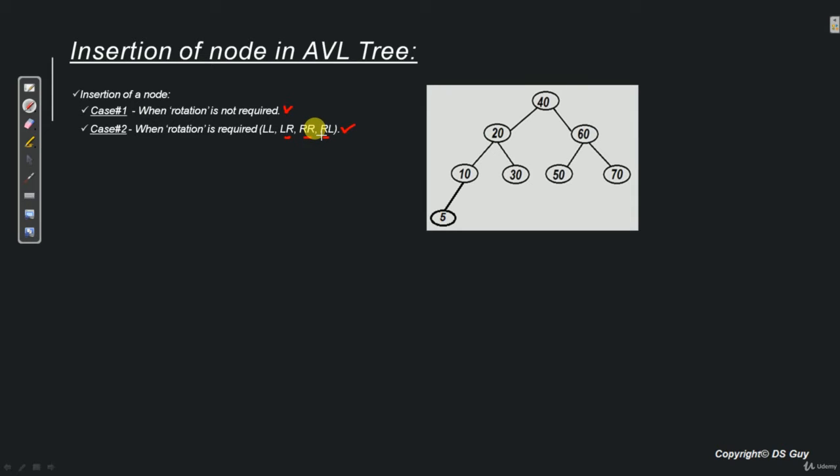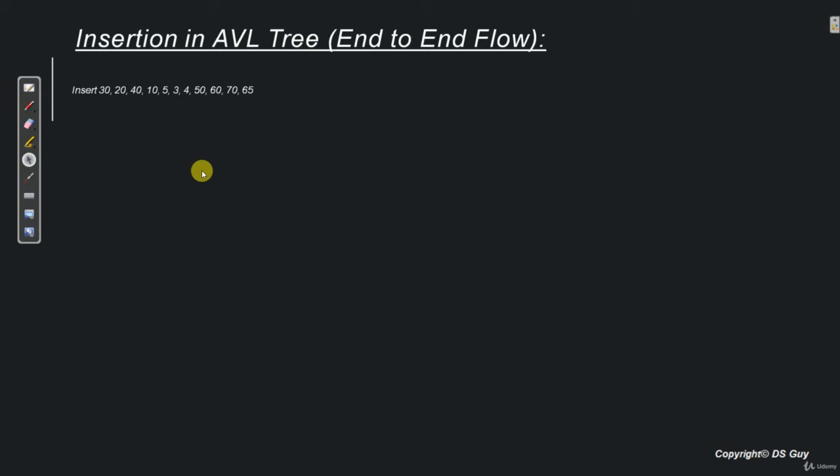Now in this video, let's do one thing. Let's take one example where all of these cases will be coming in a single example. That will help us to see the bigger picture. So let's do that. So let's say we want to insert these numbers in an AVL tree. Now our objective is to see all these four cases in one single example, that is left left, left right, right right and right left.